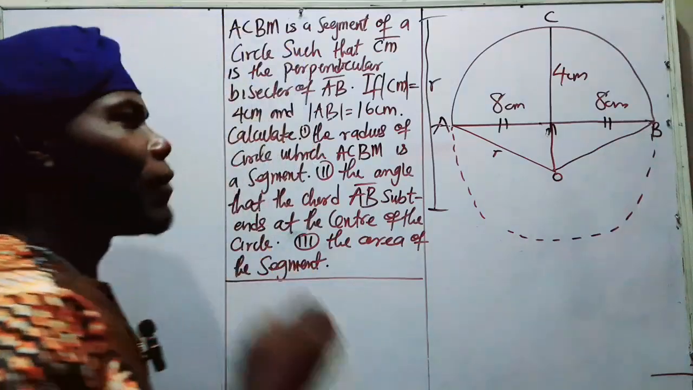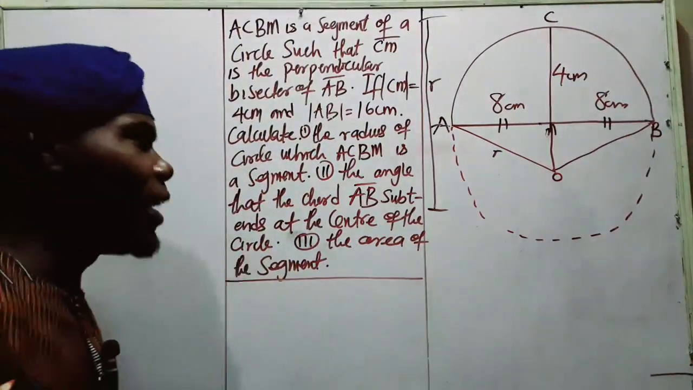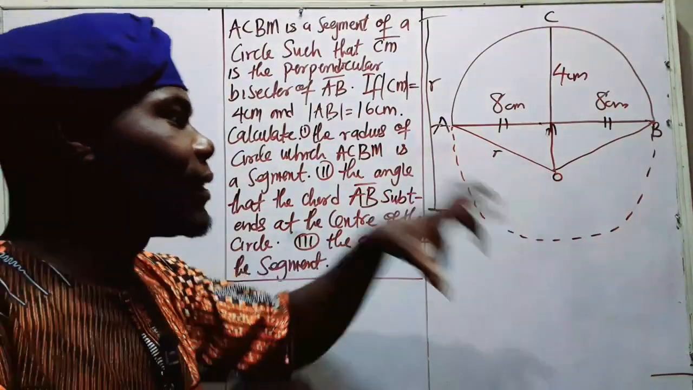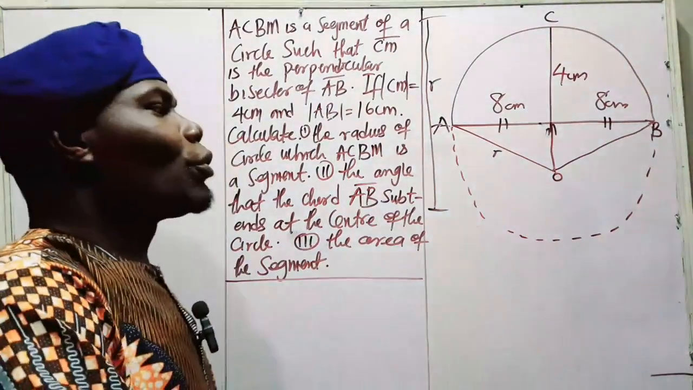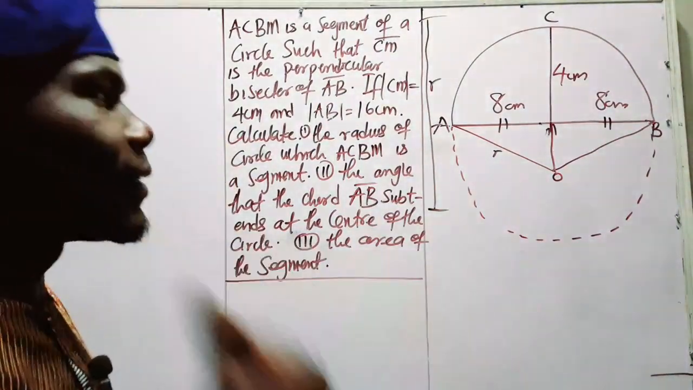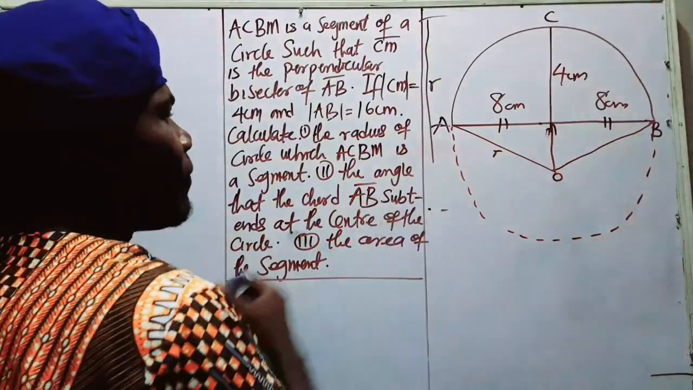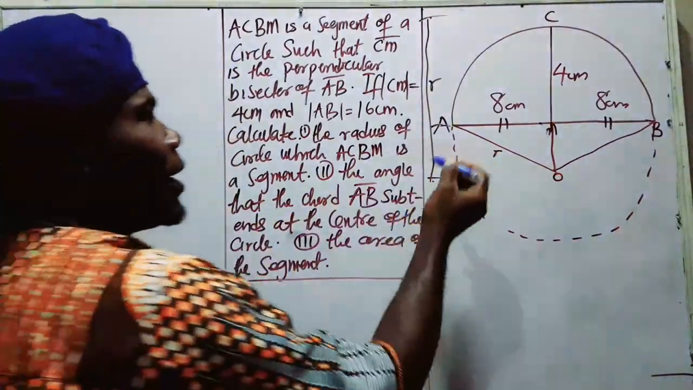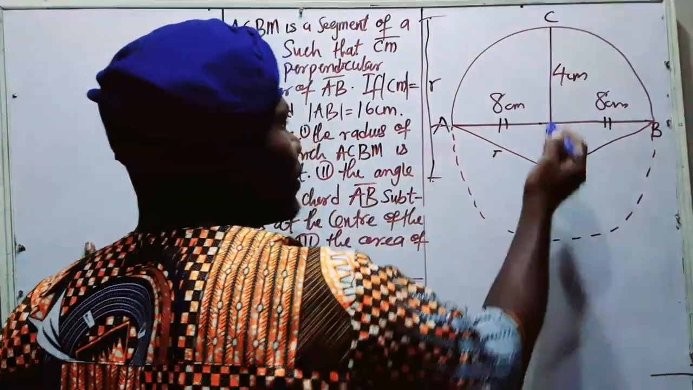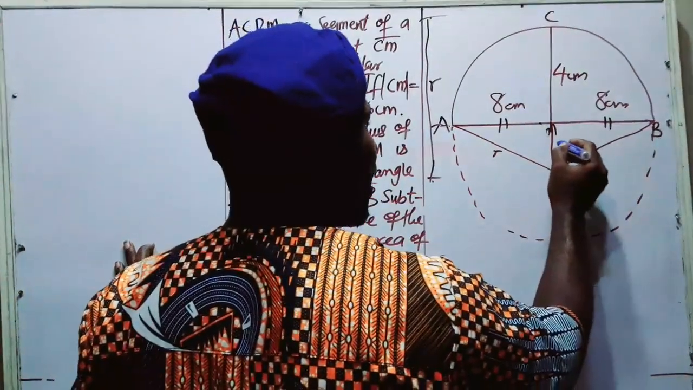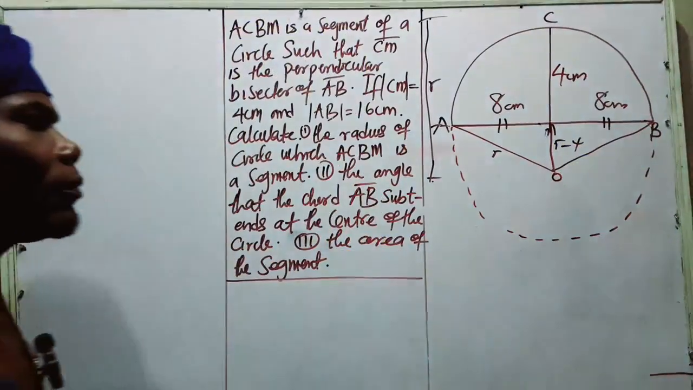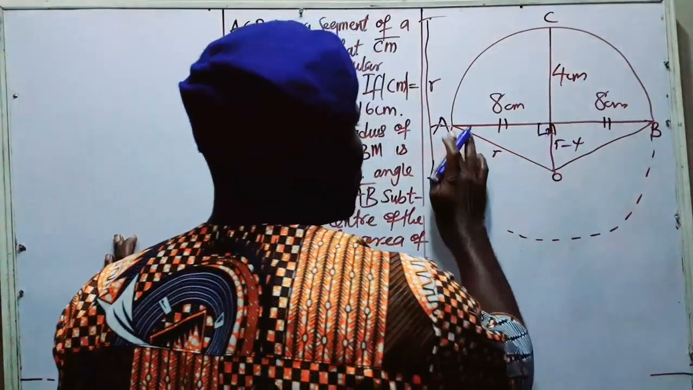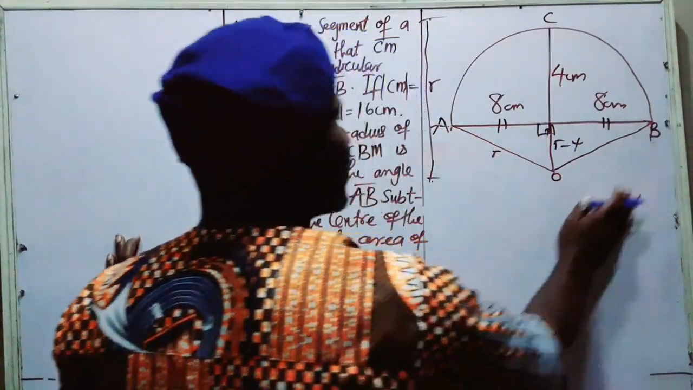And what is the definition of a radius of a circle? The definition of the radius of a circle is that when you take a point at the center of the circle and draw a line touching any part of the circumference, that is a radius. So from here to here is a radius. If from here to here is a radius, MO will be R minus 4. So it has now formed a very good right angle triangle.